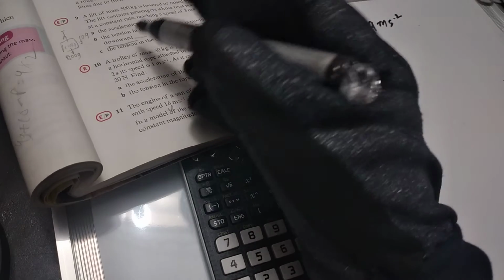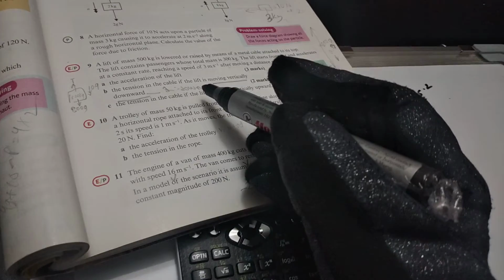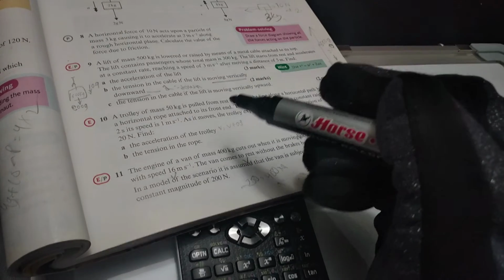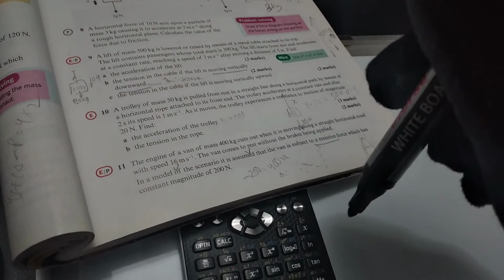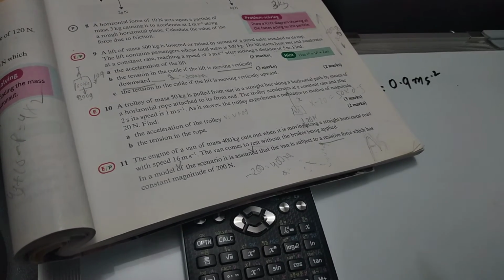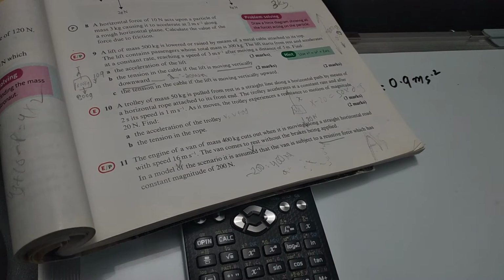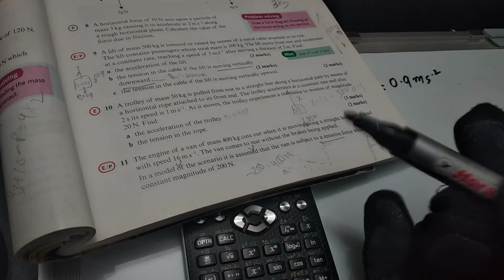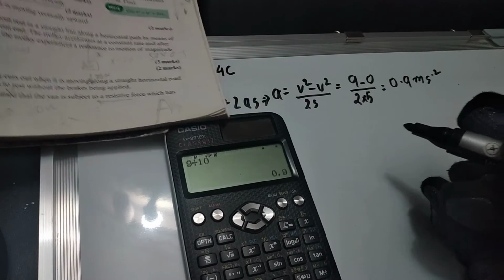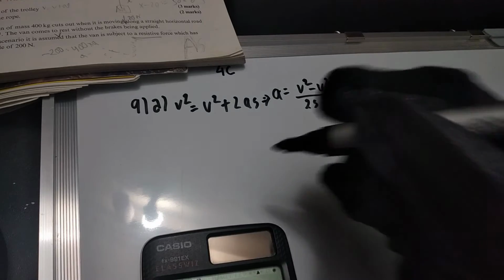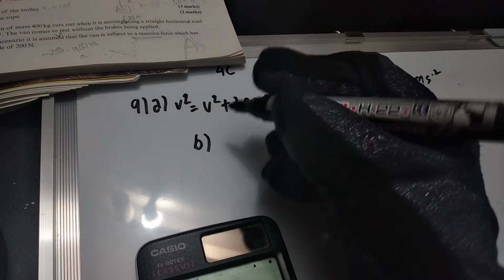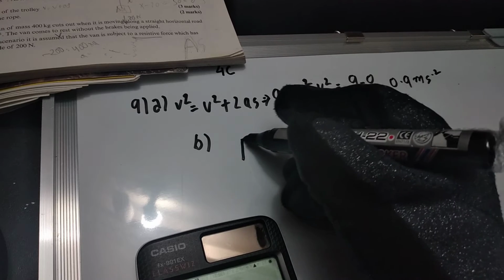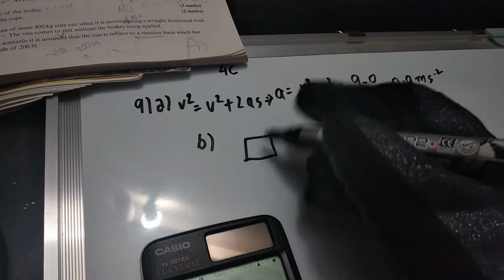Part B asks for the tension in the cable if the lift is moving vertically downward. So the lift is moving vertically downward. In such cases, you usually need to draw a diagram, so that you can get the concept more nicely, and you can do the maths more easily. So let's draw a diagram for part B. We could draw the lift and the passengers all together like this.